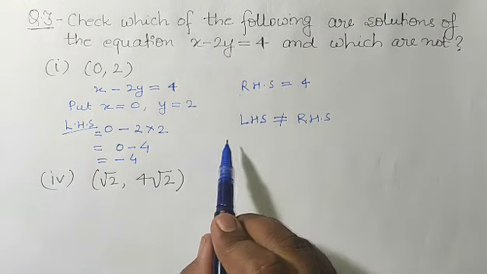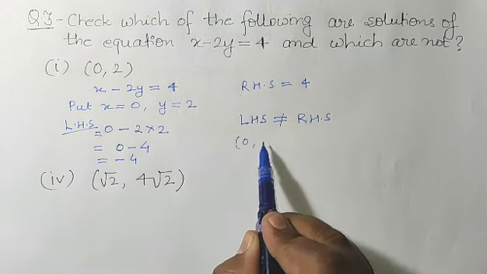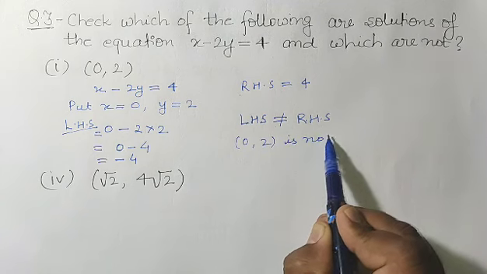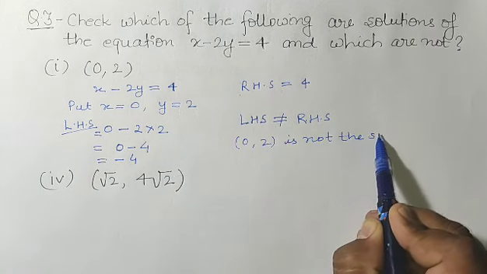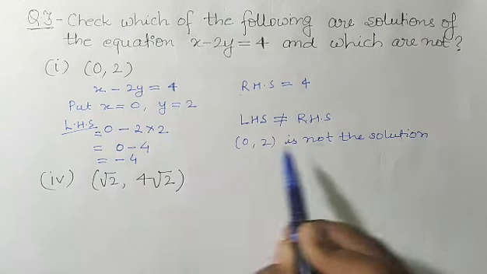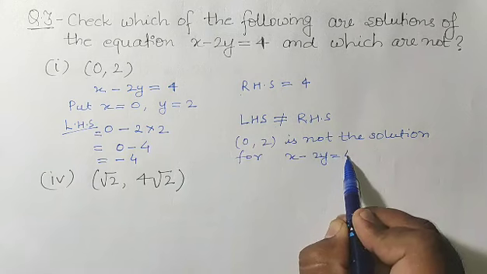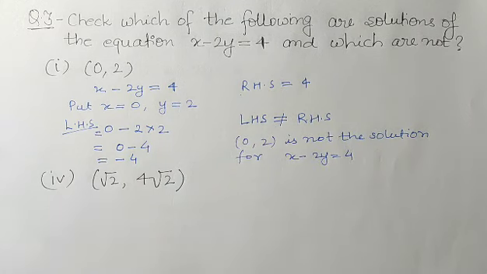Okay, so you can say that 0, 2 is not the solution for x minus 2y is equal to 4. Okay students, so you can say, since here the left hand side is not becoming equal to right hand side, it is not the solution for this equation, that is x minus 2y is equal to 4.